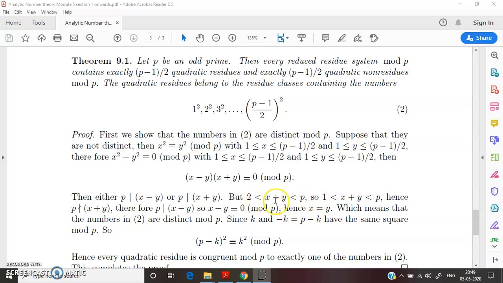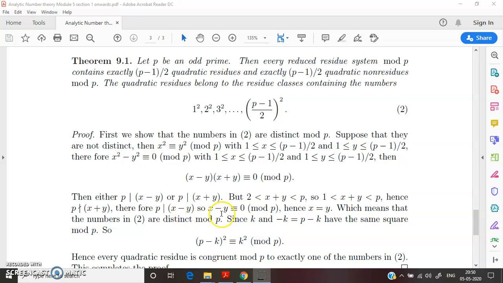So you could see that 2 ≤ x + y ≤ p − 1. So clearly 1 < x + y < p, because p − 1 is less than p. Hence p does not divide x + y, because it is a number which is less than p. So p does not divide x + y. Then clearly p should divide x − y. So therefore p divides x − y.